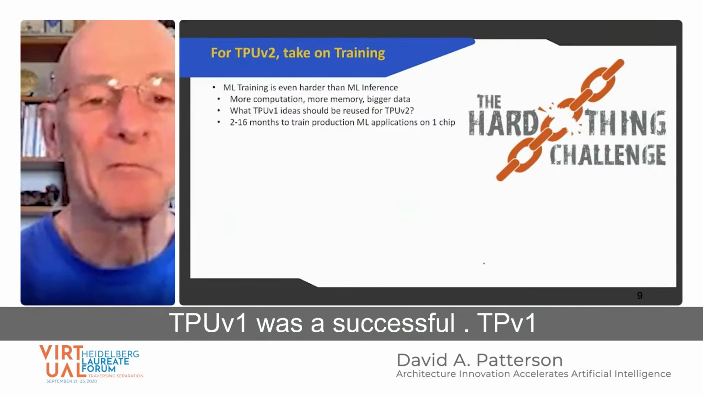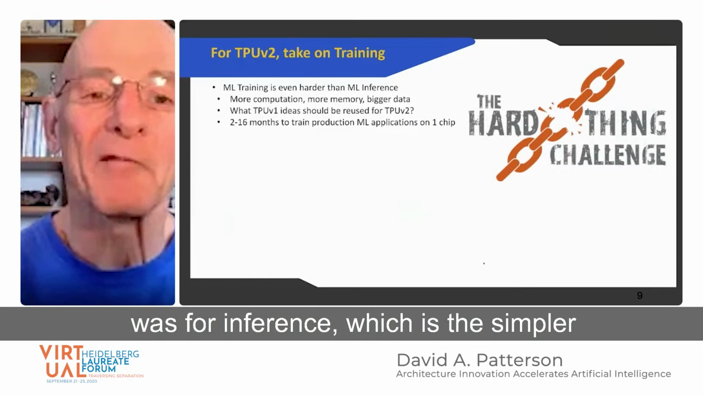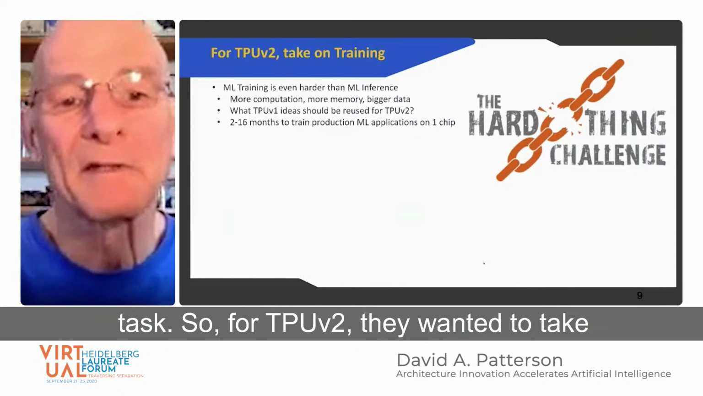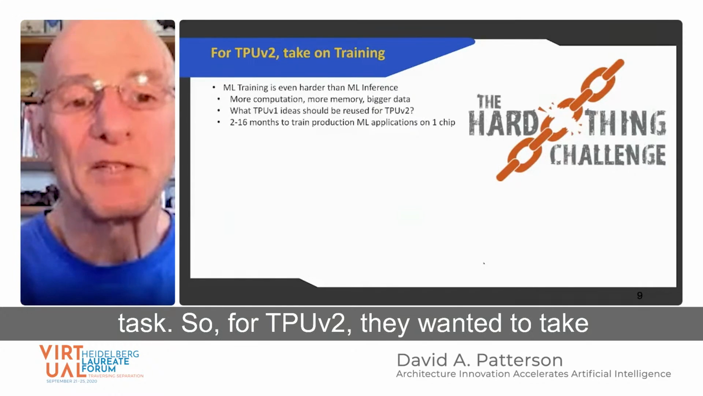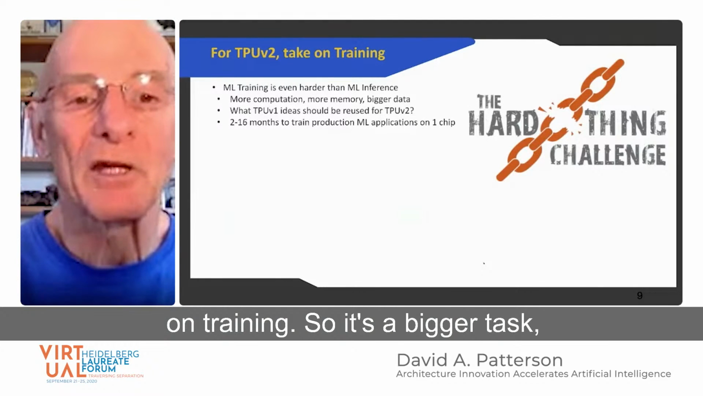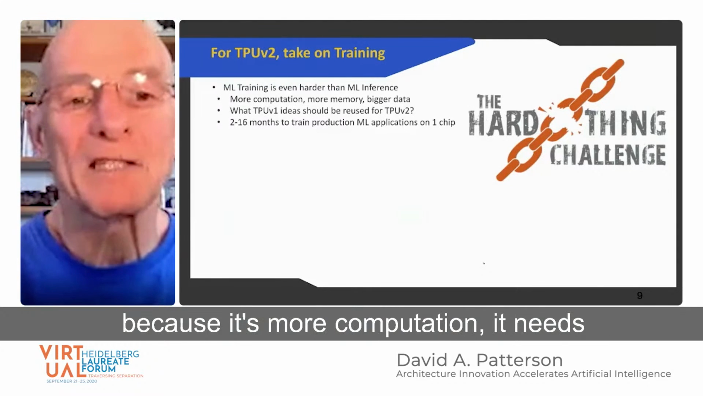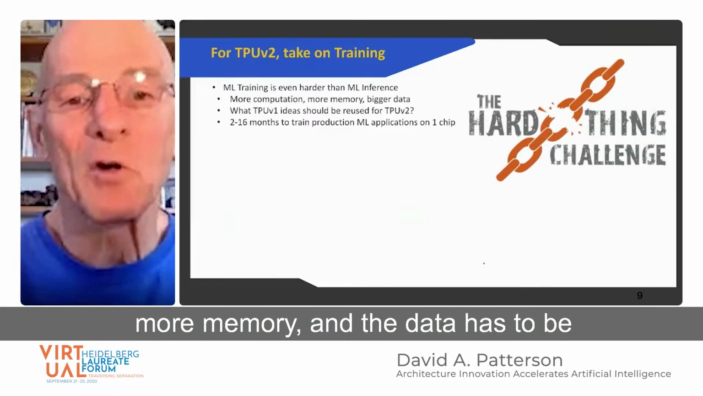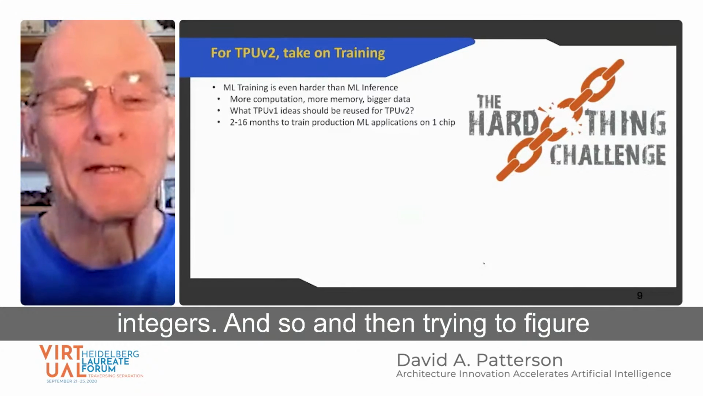Okay, TPU v1 was a success. TPU v1 was for inference, which is the simpler task. So for TPU v2, they wanted to take on training. It's a bigger task because it's more computation, it needs more memory, and the data has to be bigger than 8-bit integers.